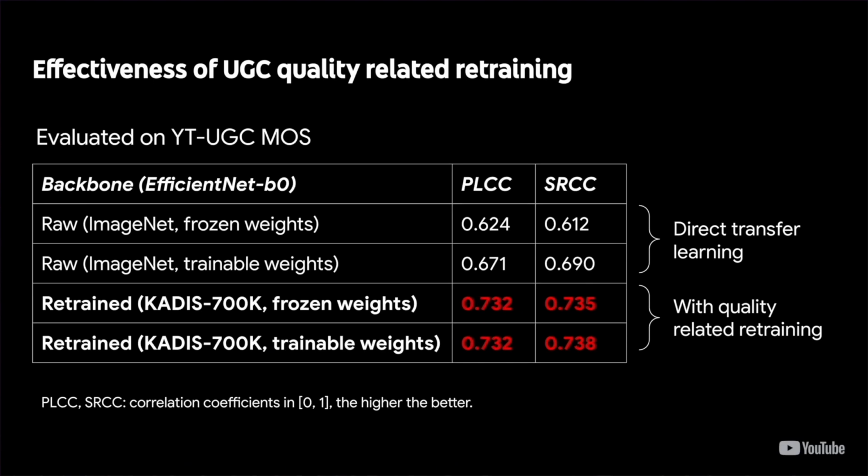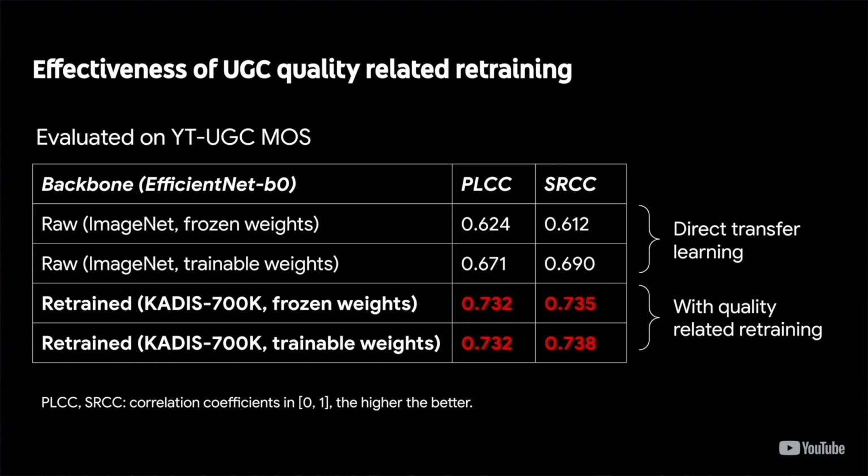We directly compared transfer learning with the one using quality-related retraining. This table shows the MOS correlation on the YT-UGC dataset. We can see that no matter whether we use frozen or trainable weights, the quality-related retraining step is able to significantly improve the MOS correlation.